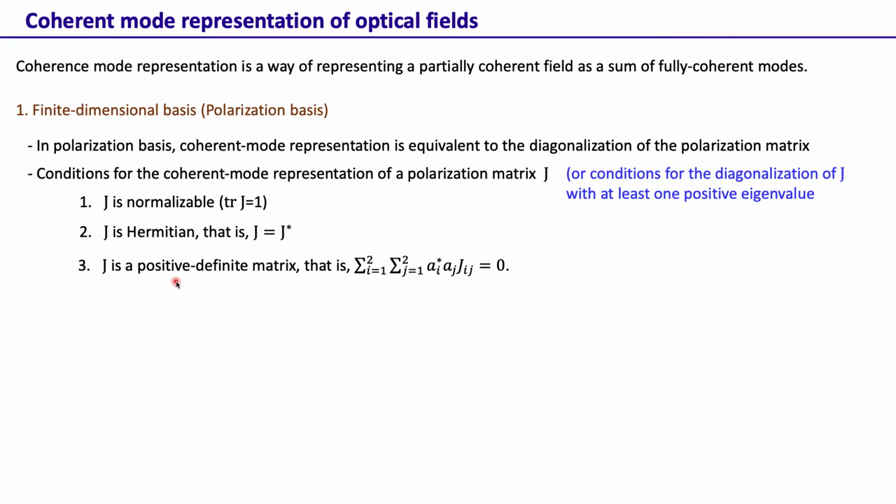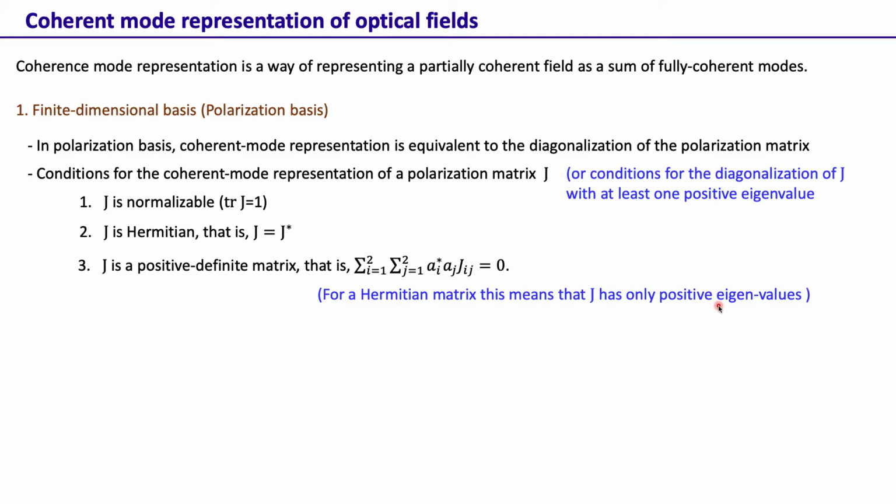The positive definiteness condition is given like this, where A star, this Ai, these are complex numbers, and this Jij, these are the elements of the J matrix, that is Jxx, Jyy, Jxy, Jyx. So that's why i goes from 1 to 2. So that is the condition for positive definiteness. Now what does it essentially mean, at least for a Hermitian matrix? It essentially means that the eigenvalues are all positive. They are not negative. Now why do we need this?